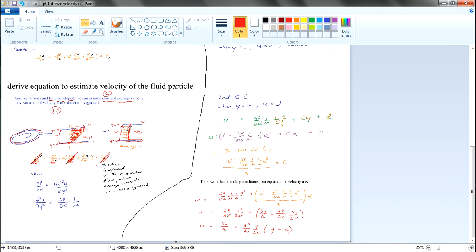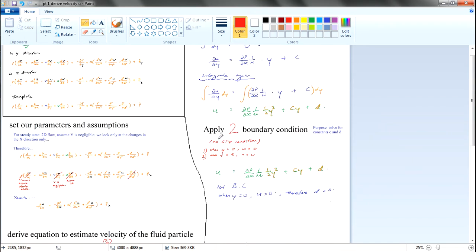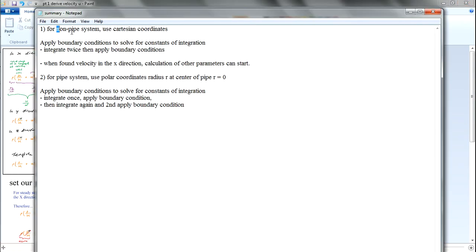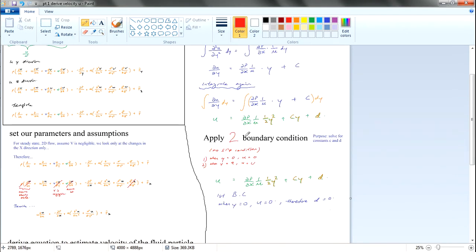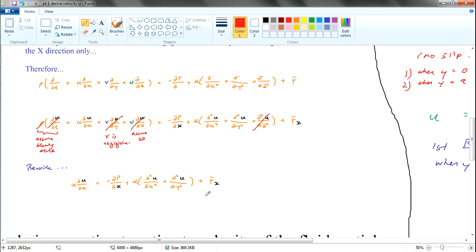And then you also need to know constant average velocity for fully developed flow when you're talking about this system. What we are doing now is this system. So let's go back to applying the two boundary conditions as specified.